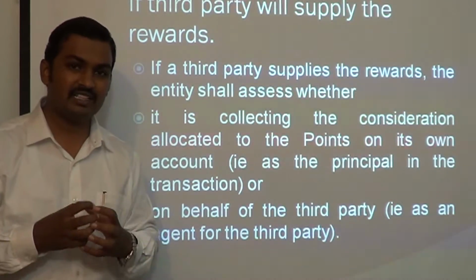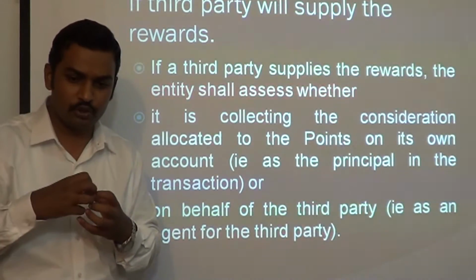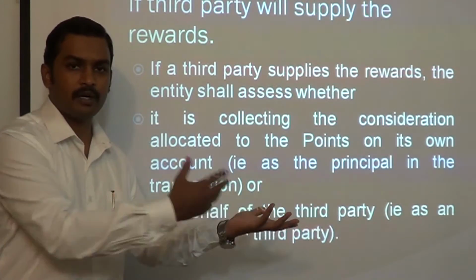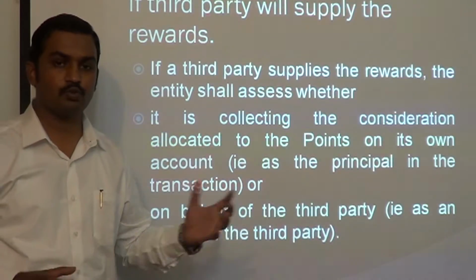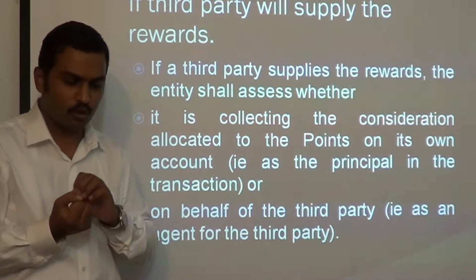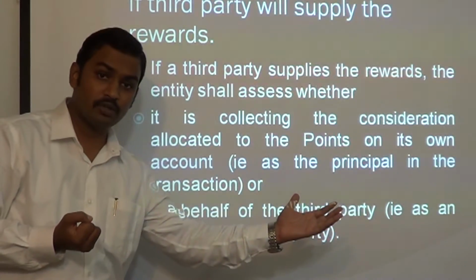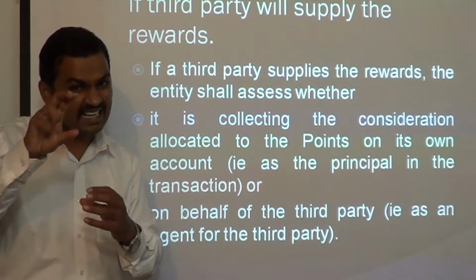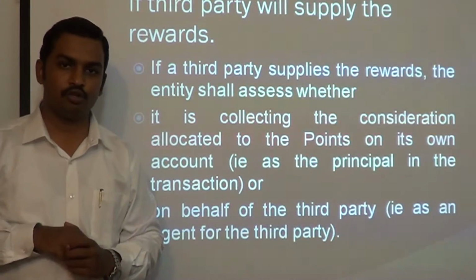Okay, so if you are collecting the money only as an agent, that means you collect something for those points and you hand over money to the third party to provide rewards in exchange for those points. In such cases, what you have collected for those points, subtract what you have to pay to the third party to provide those rewards. The net amount can only be recognized as revenue in your books of account.